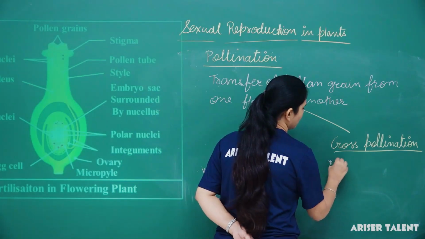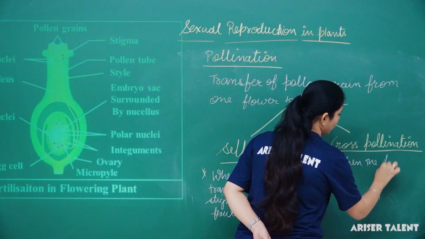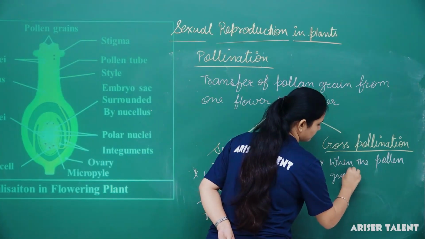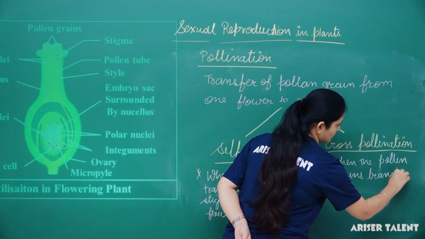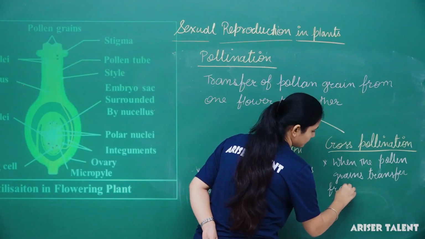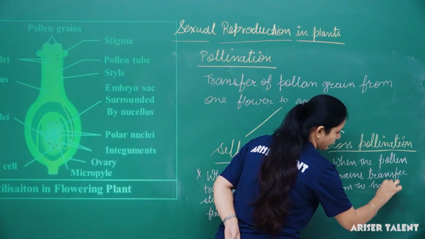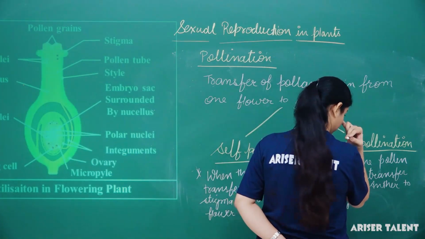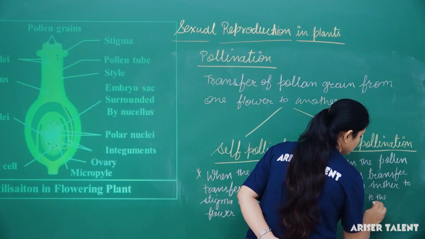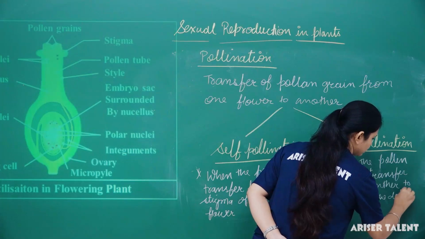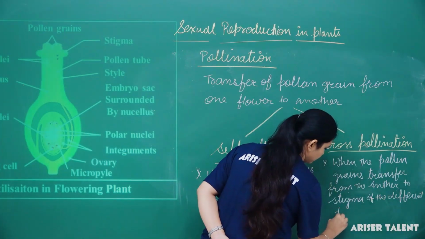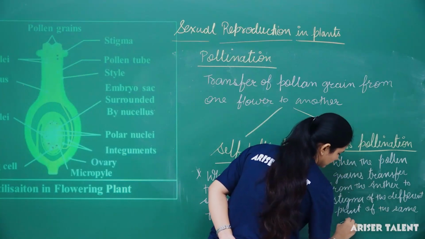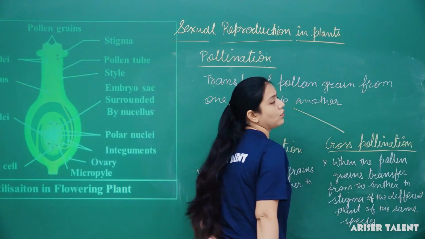And cross-pollination means when the pollen grains transfer from the anther to stigma of a different plant of the same species, that is known as cross-pollination.